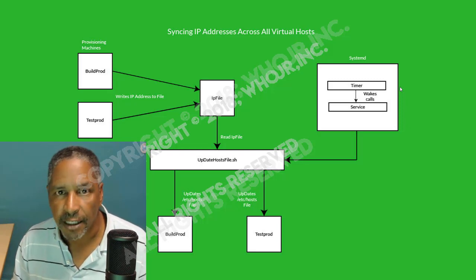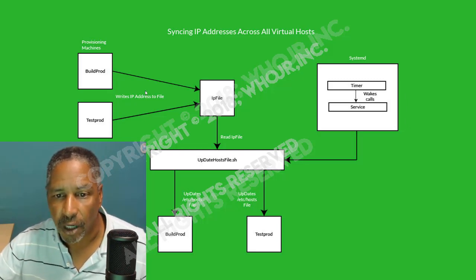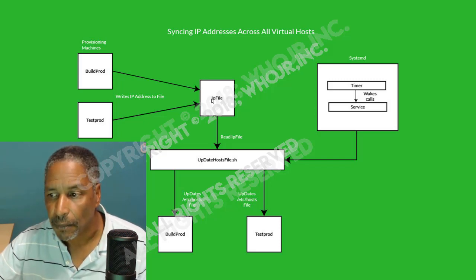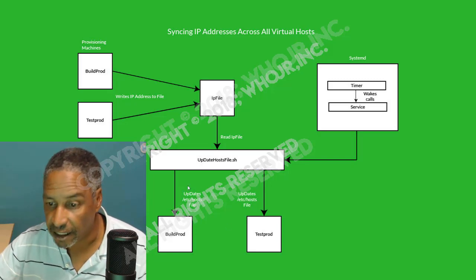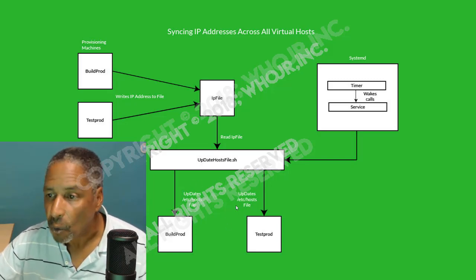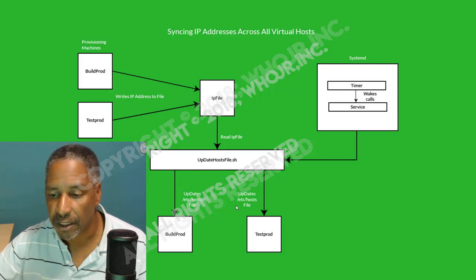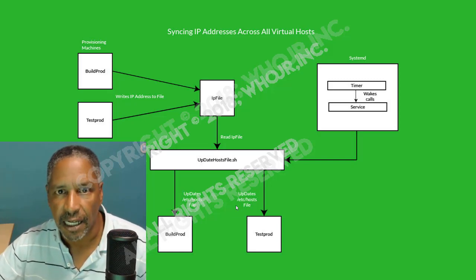We have this wonderful architecture here. Again, our VM machines are going to write their IP address to the IP file. When the systemd process wakes up and the timer fires, it's going to call the service module. The service module is going to call a shell script. Our shell script is going to write our host files for us, containing both of and any additional IP addresses. So why don't we go take a look at this? Why don't we see how it actually works and pound some keys?